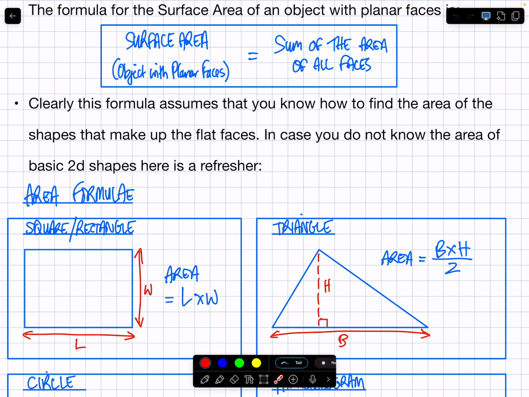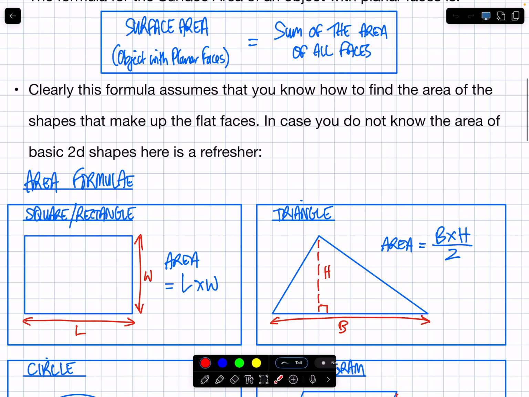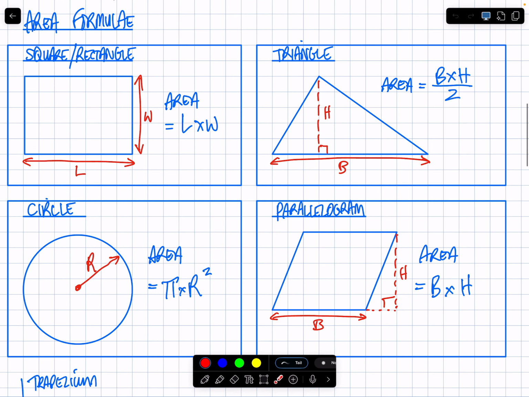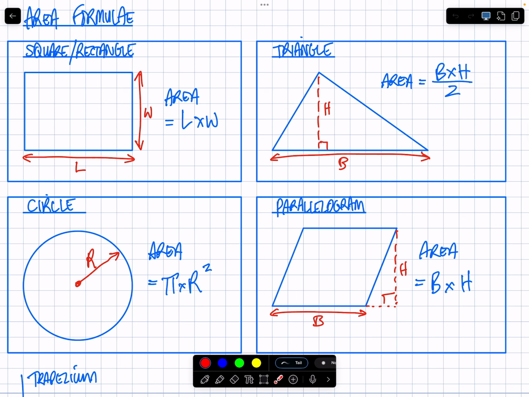So this is your chance to get the formula down for these shapes. You don't have to remember them, but I'm showing you how to find them so that you can use them later. How do I find the area of a square or a rectangle? You times the length by the width. How do I find the area of a triangle? It's the base times by the height divided by 2.